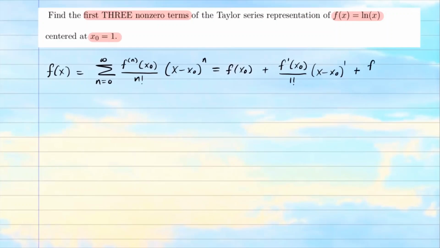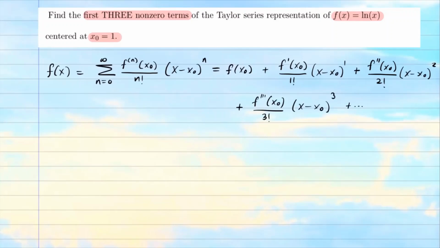Plus, the next term will be the second derivative evaluated at x naught over 2 factorial times x minus x naught to the second power. Plus, the next term will be the third derivative evaluated at x naught over 3 factorial times x minus x naught to the third power. You can write a few more terms, but this is good enough. You get the idea how the expanded form looks. Now our goal is to find these coefficients. What is this one? What is this one? What is this? And what is that? Once we have them, we have the Taylor series representation of this particular function centered at 1.